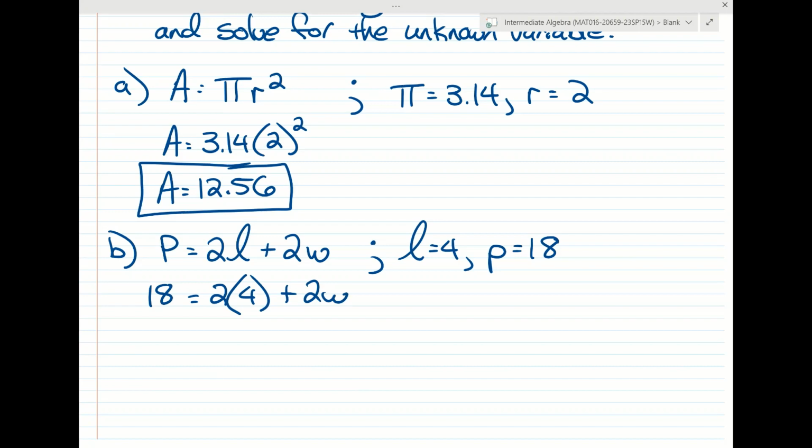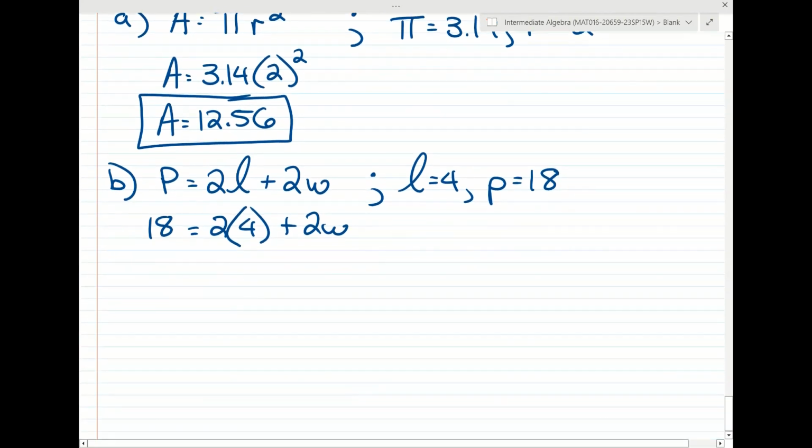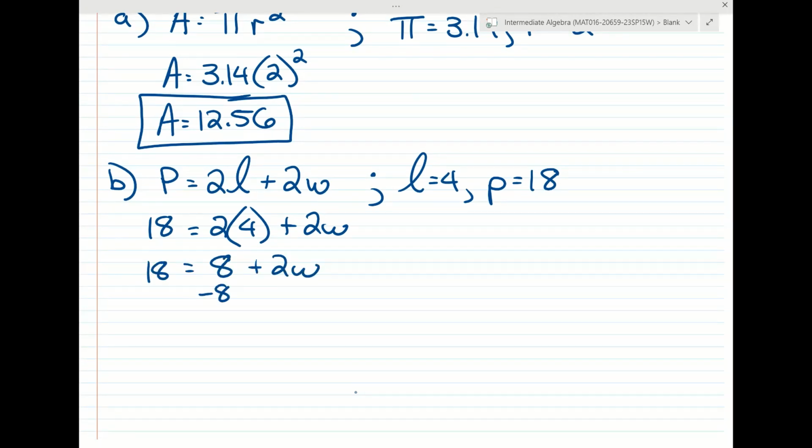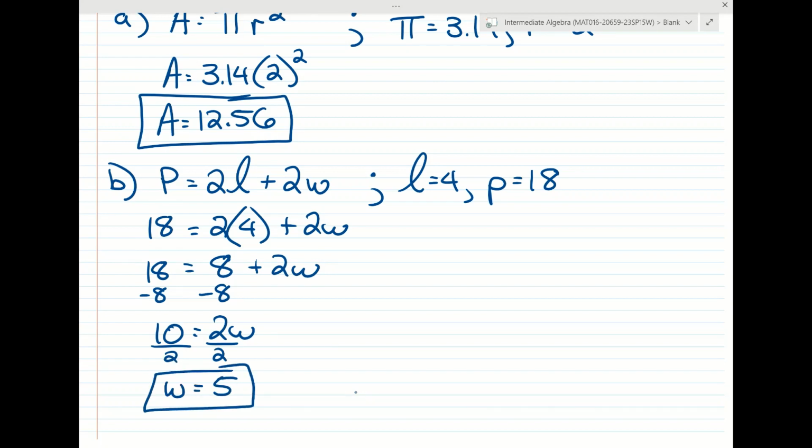So it looks like the only thing we don't know is that width. But we could easily find it. 2 times 4 is 8. Subtract 8 on both sides. And then divide by 2. And we get the width is 5.